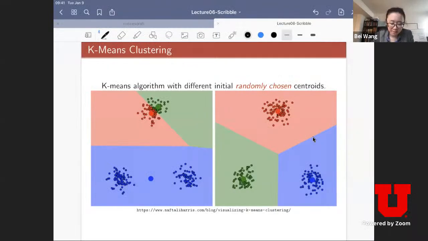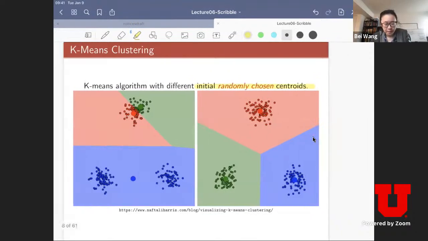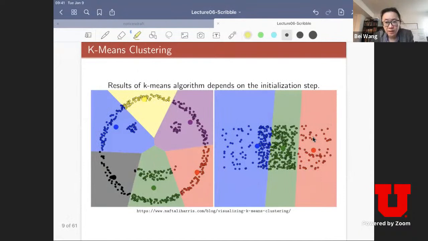Okay, so as I mentioned before, it depends on how you choose. You are going to have different initial centroids, and it will converge differently. The second thing is that the result very much depends on your initialization step, right? Where your initial seeds are is going to influence your final results. So basically, if you want to have a good understanding of your data, maybe you want to do a bunch of random initializations and look at a collection of the results.